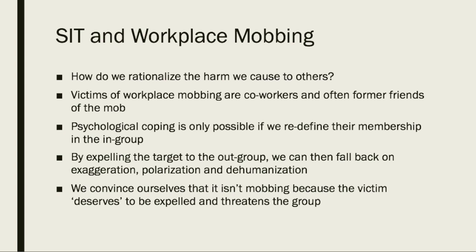A key element of social identity theory is devaluation and dehumanization of the outgroup. This is exactly what happens in cases of workplace mobbing. The mob has to find some way to rationalize their treatment of this individual, so they convince themselves that the target is just a bad person, someone who is less than human. Former friends and coworkers suddenly join the mob against the target. The perpetrators convince themselves that their behavior is just and right because the victim deserves to be expelled because of the threat that they pose to the in-group.